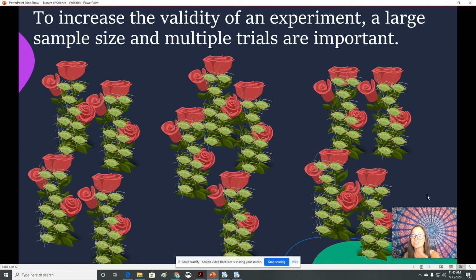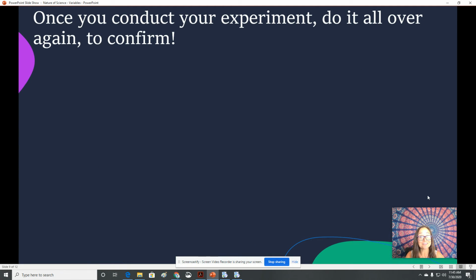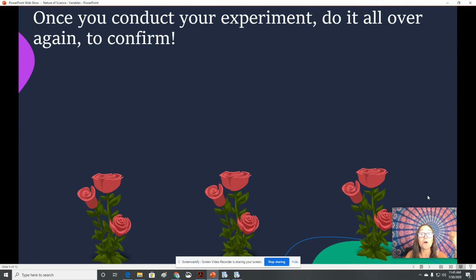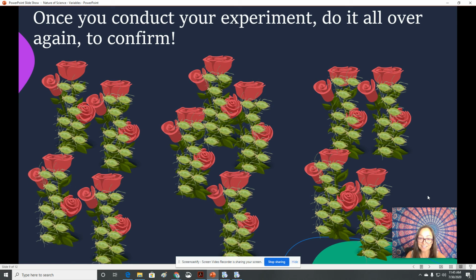But now, here I have a larger sample to see the effectiveness of different sprays. So that's important. But you know what? You might as well just conduct your experiment all over again just to confirm. The more times you can repeat your experiment to confirm your data, the better.